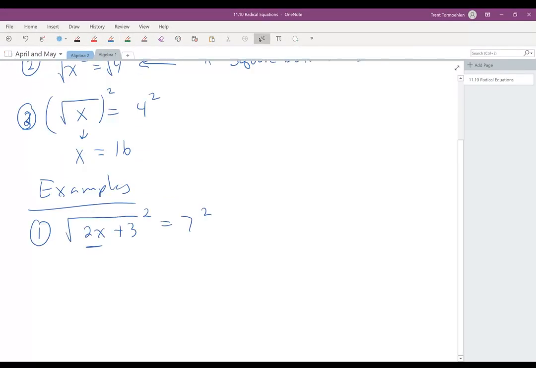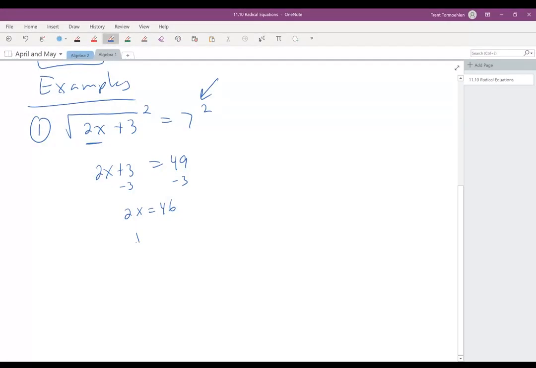Remember what I talked about here. This is your basic idea of radical equations, which is the square of a square root just equals whatever is inside the square root. So the square root of 2x plus 3, quantity squared, just equals 2x plus 3. And then don't forget to actually square this other side. That is a common mistake, that you forget to square the other side. So you get 2x plus 3 equals 49, and then you just solve it like you normally would to get 2x equals 46, so x equals 23.